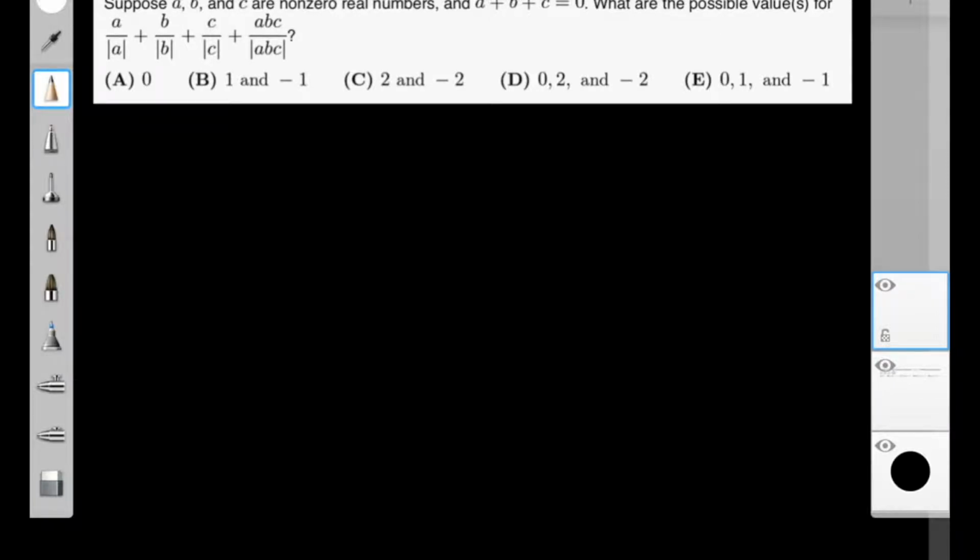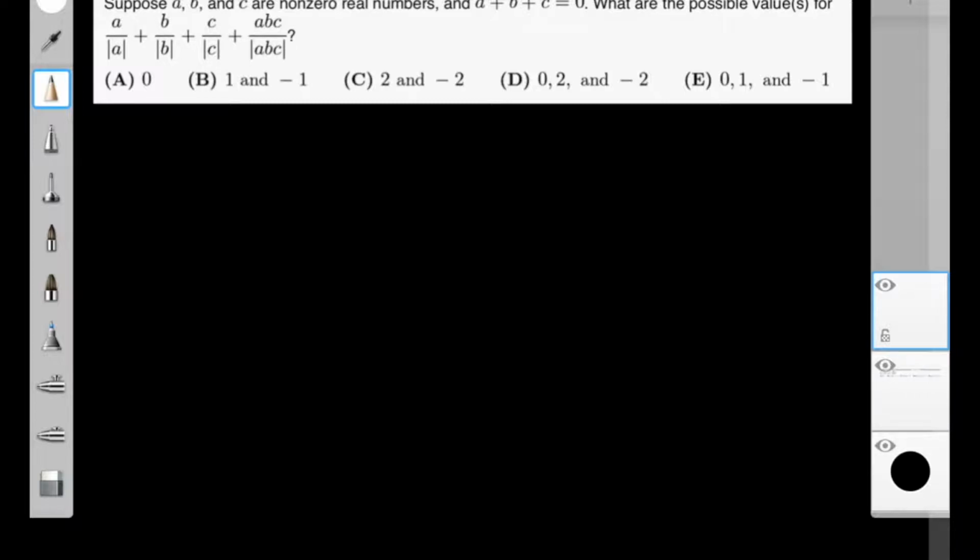Okay, suppose A, B, and C are non-zero real numbers and A plus B plus C equals 0. What are the possible values for A over the absolute value of A plus B over the absolute value of B plus C over the absolute value of C plus ABC over the absolute value of ABC?